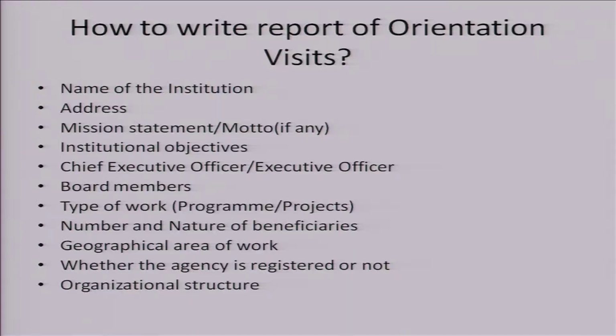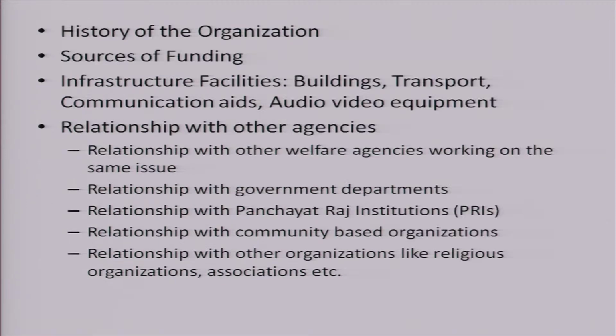Now, how is the report of orientation visits written? First and foremost, the name of the organization or the name of the setting is important. One has to write the name of the institution, the address, the mission of that organization, the institutional objectives, who the people working in the organization are, like the chief executive officer or the board members, and what kind of programs the organization is running, and who the beneficiaries are for whom the NGO is working. So, the number and nature of beneficiaries, in which geographical area the organization is working, and whether the organization is registered or not. Then the learner also has to write the organizational structure.